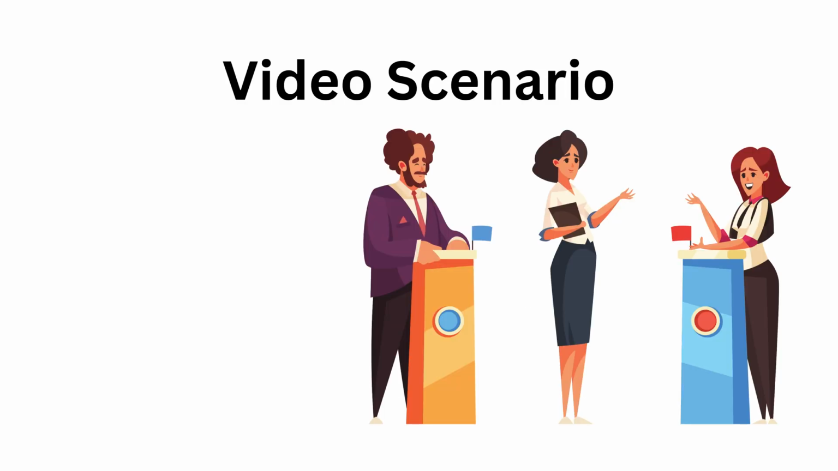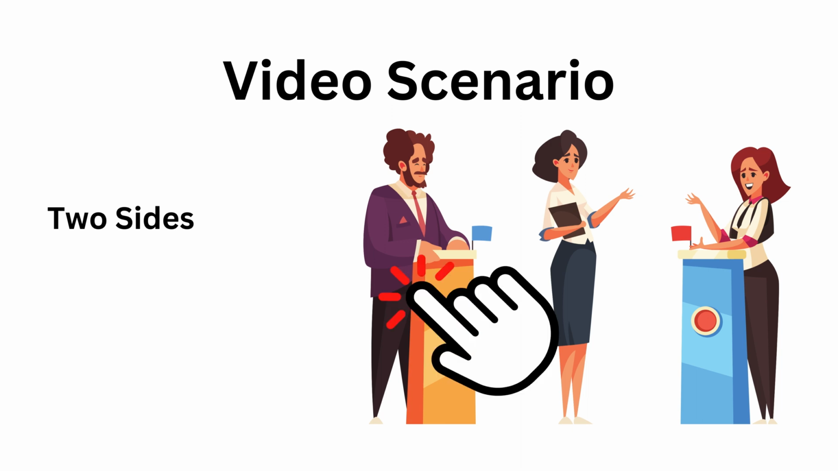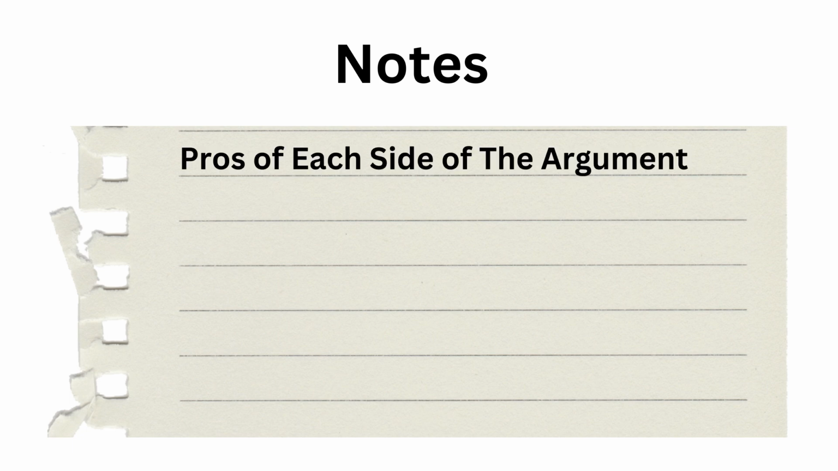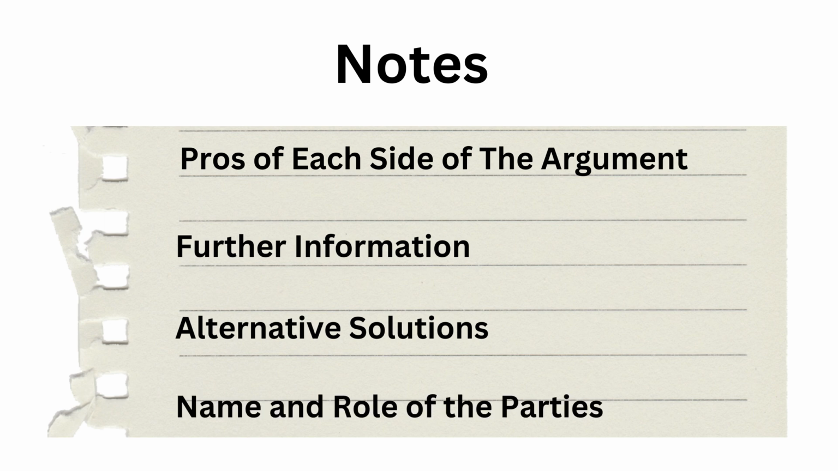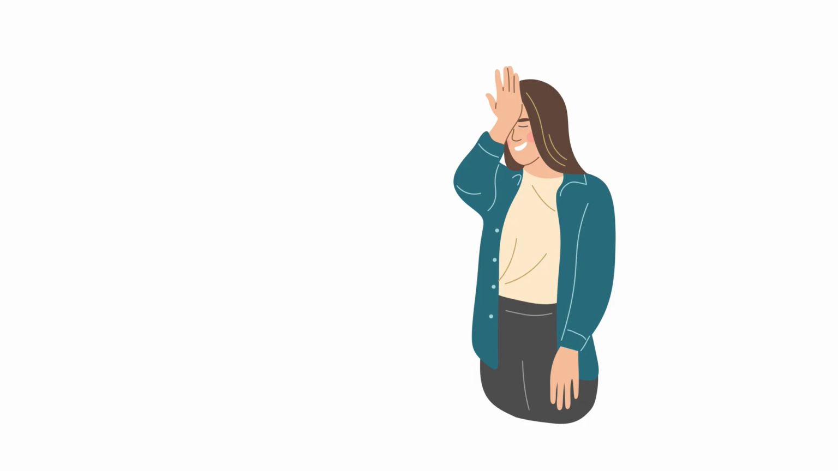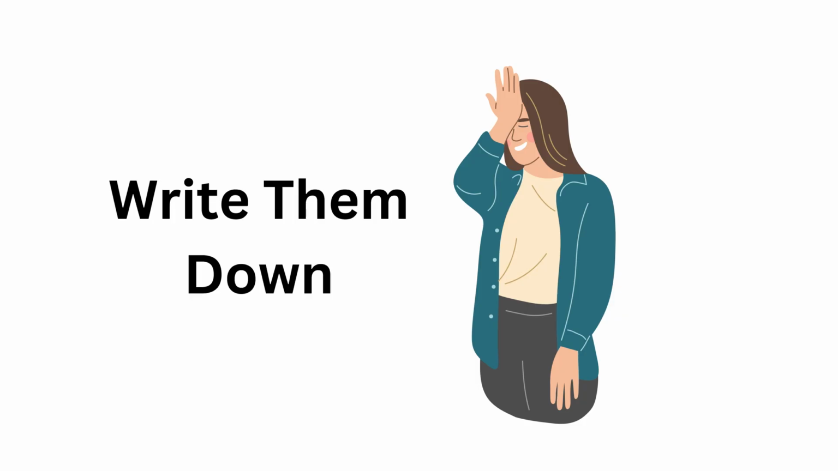In Casper video scenarios, you're usually presented with 2 sides of an argument where you're asked about which one you will pick or advise someone to do. In such scenarios, some of the information you should take notes on are pros of each side of the argument, further information you should gather to come to a final decision, alternative solutions if possible, and names of the parties involved and their role. If you're typically forgetful of the names and roles of the parties involved, you should write them down to ensure you don't confuse different characters in the scene.